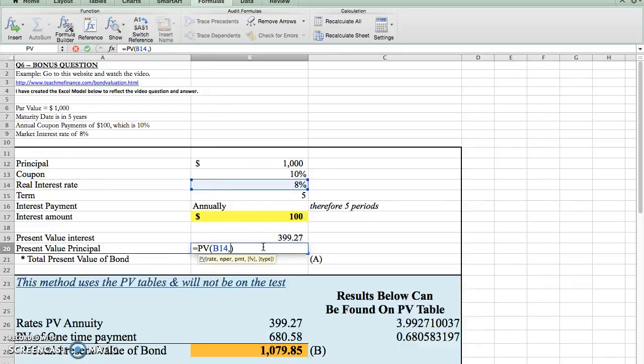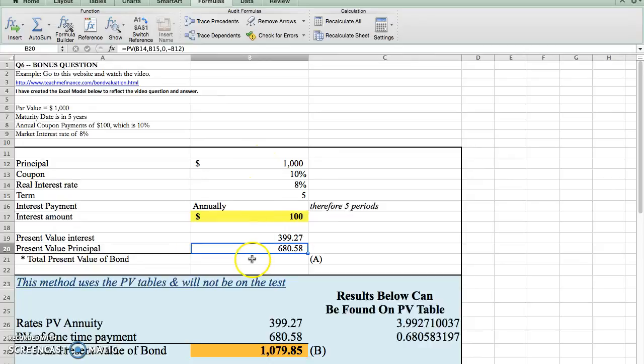So here, comma, and then the number of periods is 5, comma, and the payment's not relevant in this case, so I'm going to put in 0, comma, and then the future value is this $1,000. But don't forget, I've made the mistake, so I don't want you to. Put the minus sign in because I'm going to pay it out in the end, and I'm going to press enter. So the present value of $1,000, discounting at 8% every year for 5 years, is $680.58.